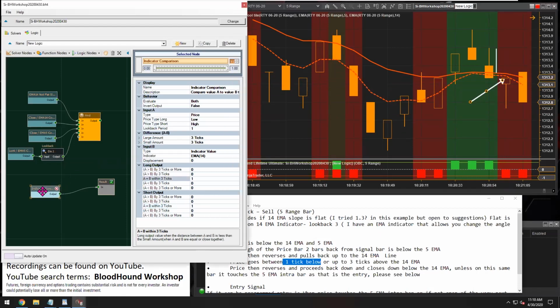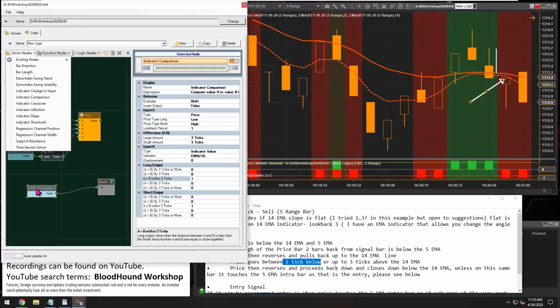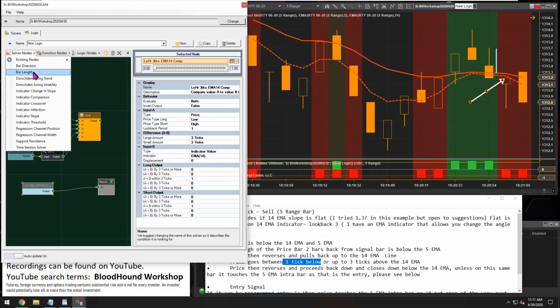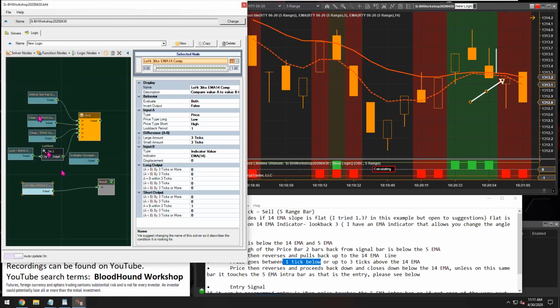So before I get going too far, let's give this a name here. All right, there we go. We're looking for the high or the low price to be within 3 ticks of our EMA. All right, so let's grab another comparison solver.